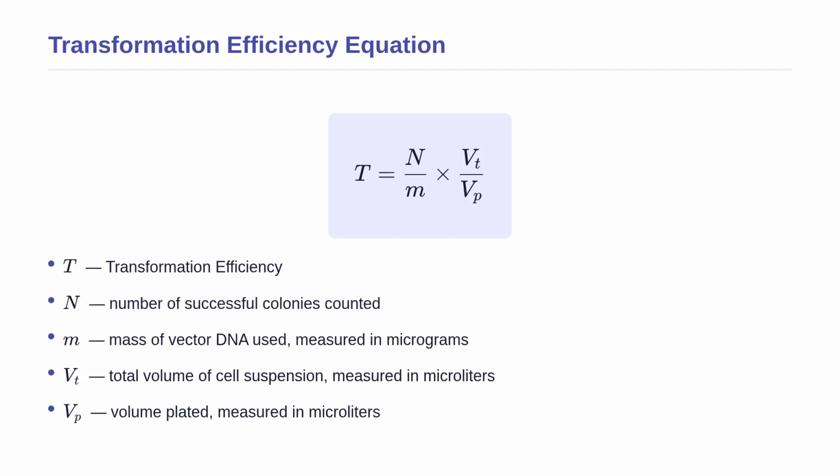Let us break down the symbols. T is the transformation efficiency. N stands for the number of successful colonies counted on the Petri dish. The symbol M represents the mass of vector DNA used, measured in micrograms. VT is the total volume of the cell suspension in microliters, and VP is the specific volume actually plated. If the number of colonies N increases, your efficiency T increases, meaning a highly successful delivery.